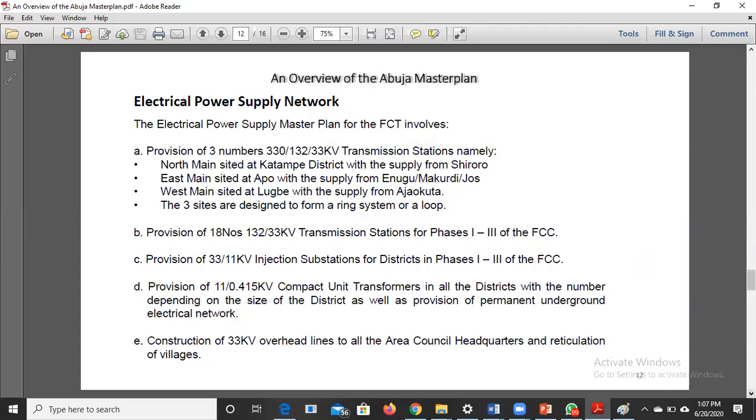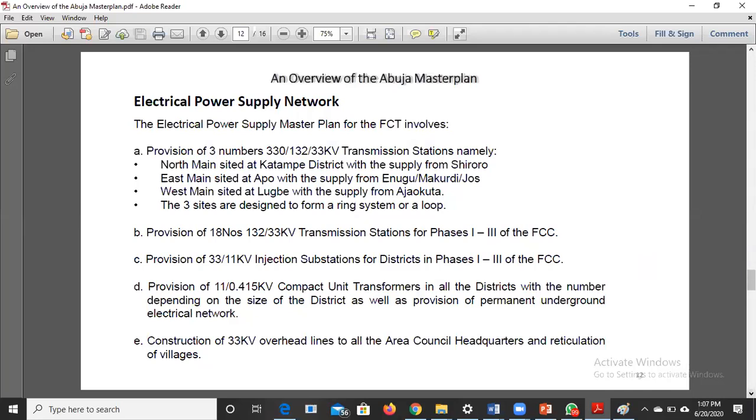Electric power supply. The idea of the designers is to get power, that is the 330 kV, to three main transmission stations for the city. They call one the North Mains. The North Mains has been built, has been completed. It's at the junction of Ring Road 1 and Onet. That's at Katampe. I'm sure if you're going down, you take left to go to Kuba, you see the transmission station. And then the second one is East Mains.